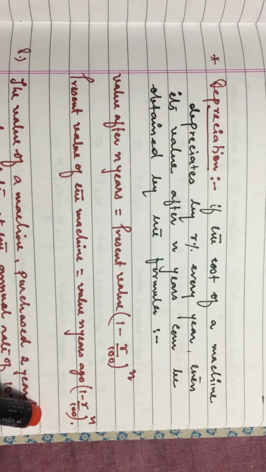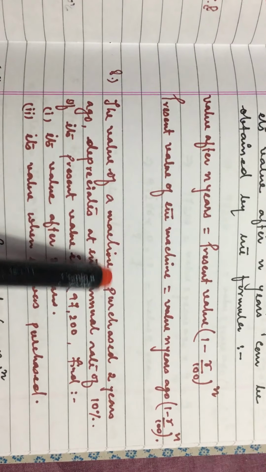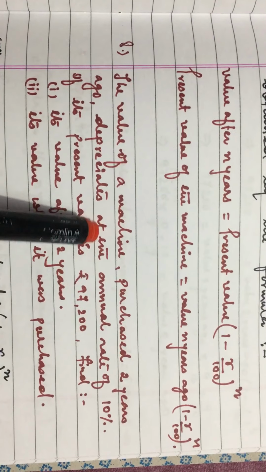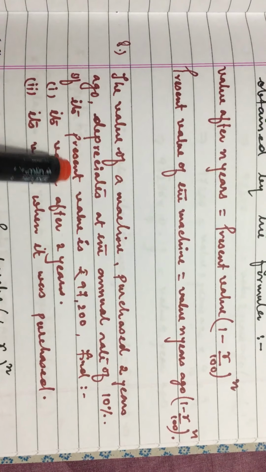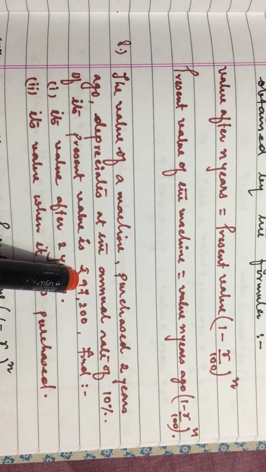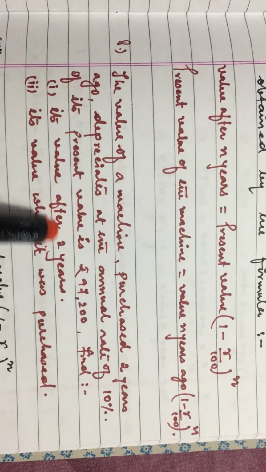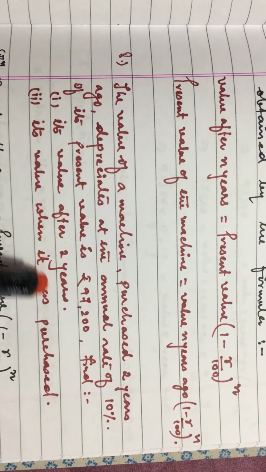Now see the problem based on this. The value of a machine purchased 2 years ago depreciates at the annual rate of 10%. If its present value is rupees 97,200, find its value after 2 years, and second part, find its value when it was purchased.